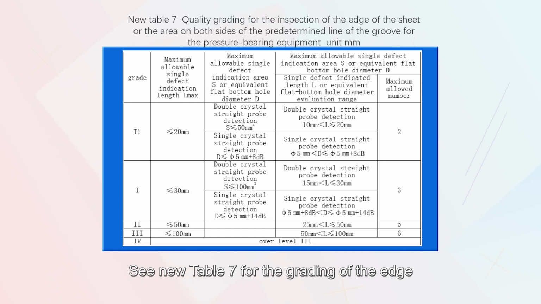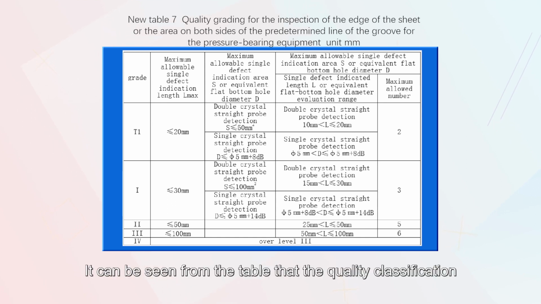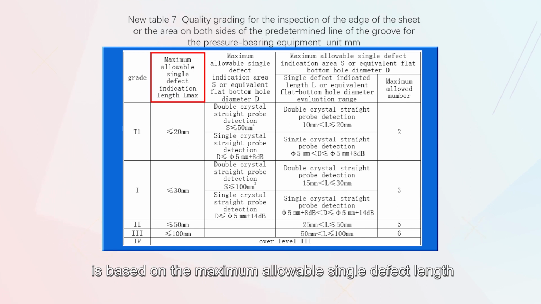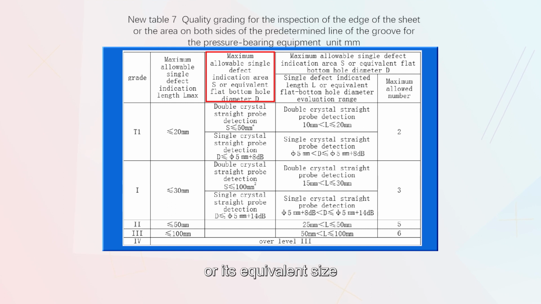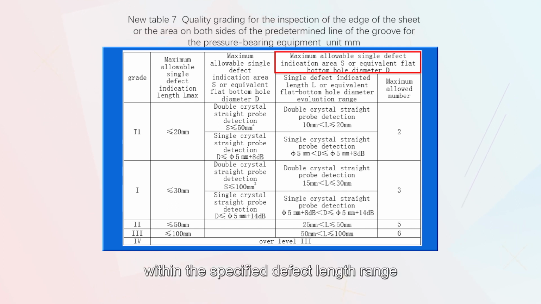See new Table 7 for the grading of the edge and the sheet of both sides of the pre-cut line. It can be seen from the table that the quality classification is based on the maximum allowable signal defect length, the maximum allowable signal defect indication area or its equivalent size, and the number of defects within the specified defect length range or size within any 1-meter length.